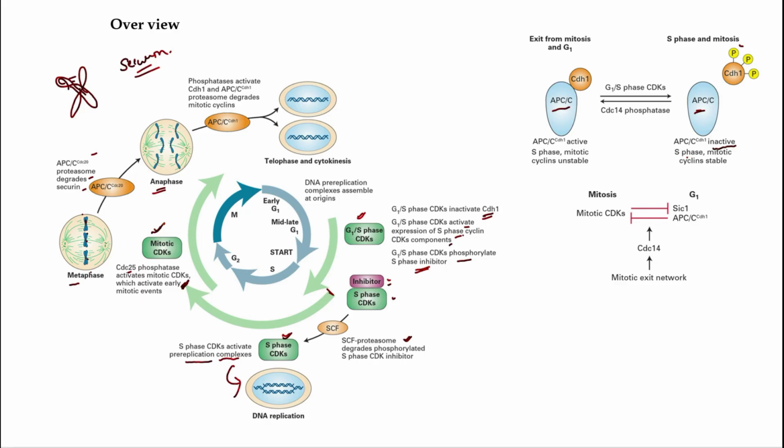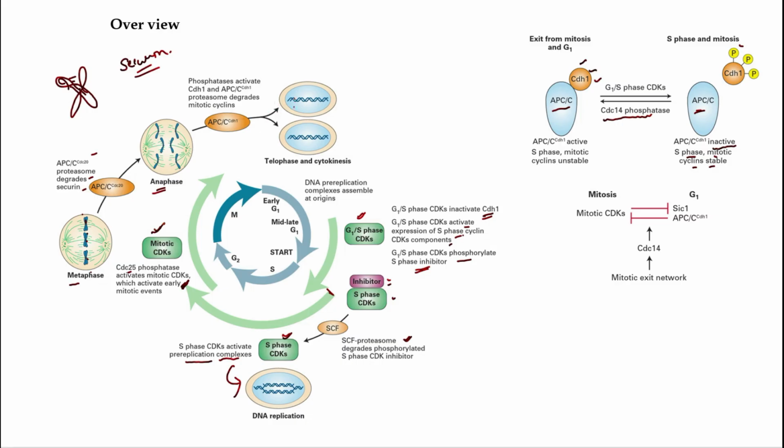It is inactivated during the S phase, and the mitotic cyclins are stable during this phase. But when the APC needs to be activated, there is a phosphatase known as CDC14 phosphatase. It removes the phosphate from CDH1. The three phosphates that are present will be removed and the APC will be activated. When the APC is activated, it degrades the mitotic cyclin.